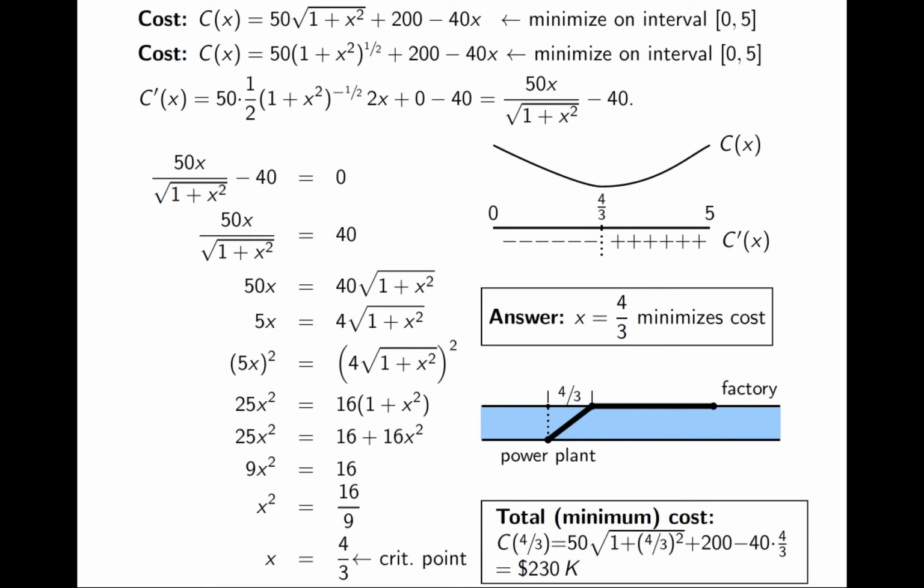Now, if you think about what we did on the previous slide, we were just playing around. We tried x equals 0. We got, what, $250,000? x equals 5 gave $255,000. This is lower by $25,000 than both of those. So if you're an engineer, your boss is going to be happy. You'll get a raise.